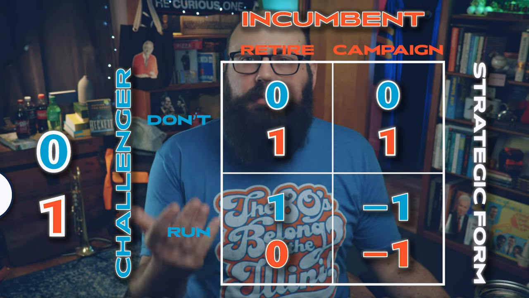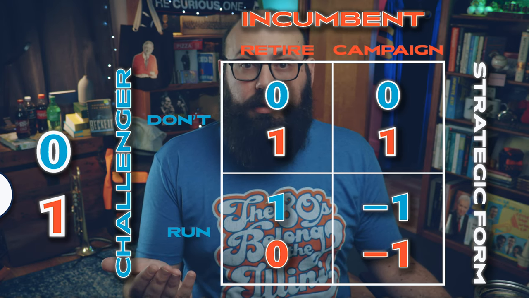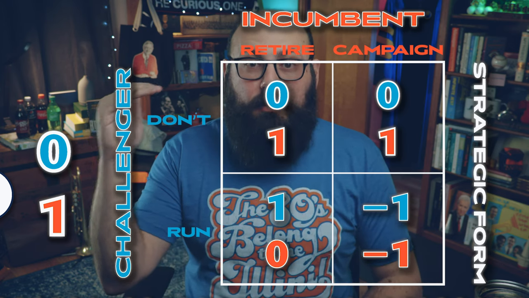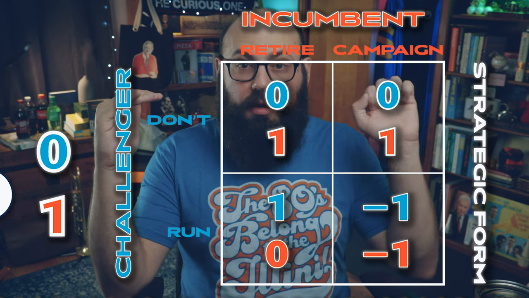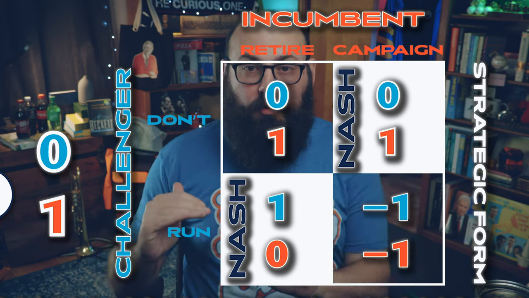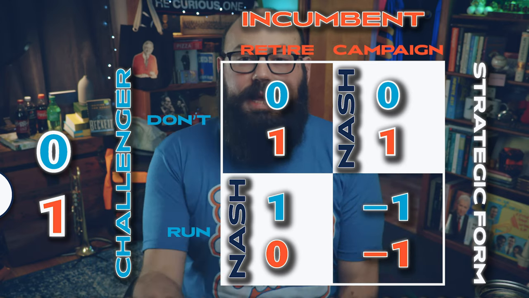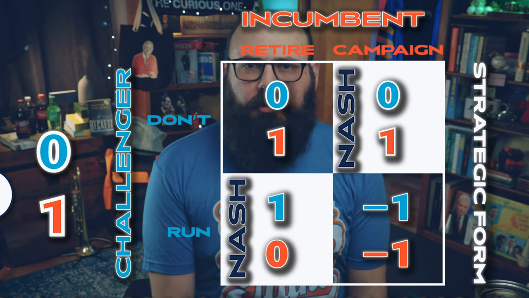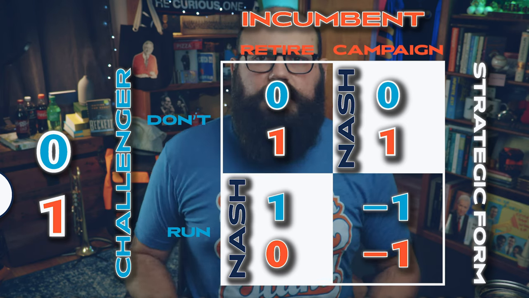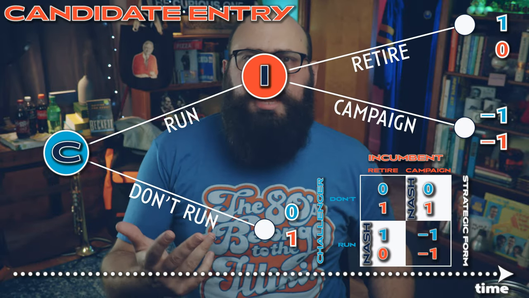You'll remember that this game has 2 pure strategy Nash equilibria. There's the pure strategy Nash equilibrium where the challenger doesn't run and the incumbent campaigns. And there's the other one where the challenger runs and the incumbent retires. And I ask you to reflect on which of those seems like a reasonable prediction to you. And just to put the question a little bit more finely, let's go back to the tree. So I'll name these 2 equilibria.